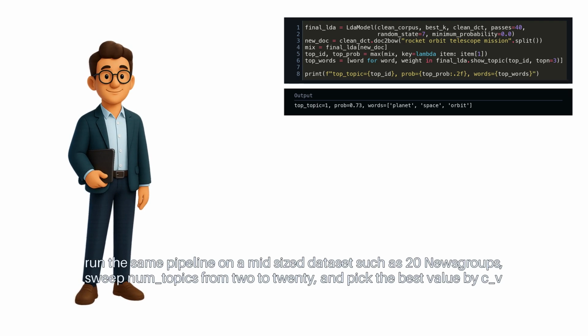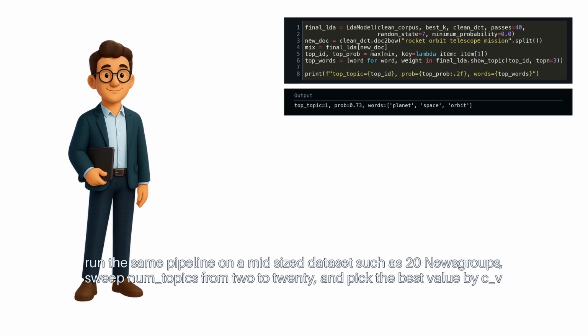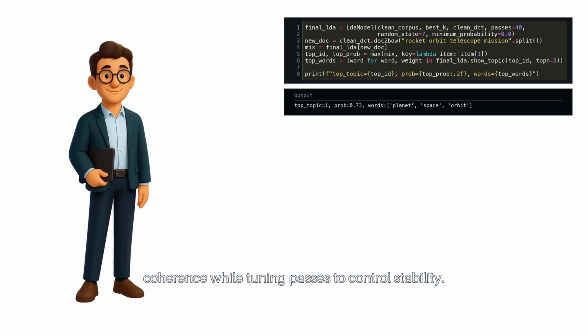Try this next. Run the same pipeline on a mid-sized dataset, such as 20 newsgroups. Sweep num_topics from 2 to 20 and pick the best value by c_v coherence, while tuning passes to control stability.